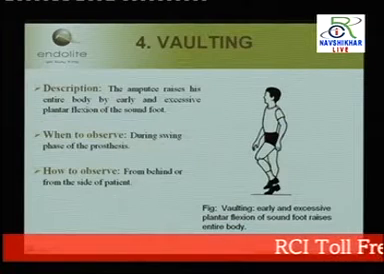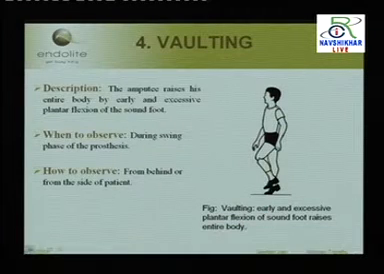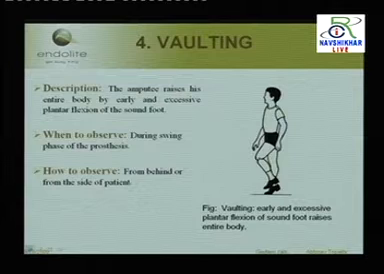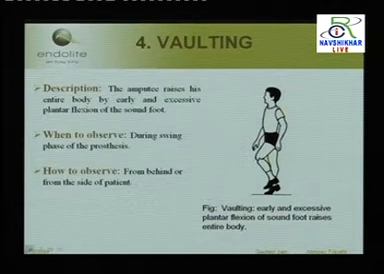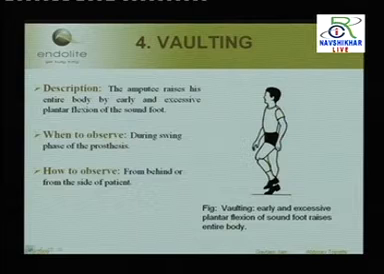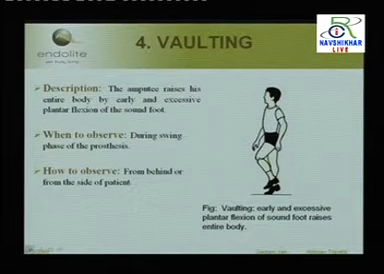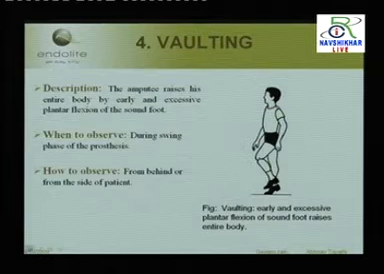The next in this group is vaulting. We know pole vaulting. Say we have the pole, and the person is jumping over the stick. So the same happens in the vaulting gait cycle. So from which phase to observe this? When he is in stance phase or swing phase, we observe this. And from where to observe?